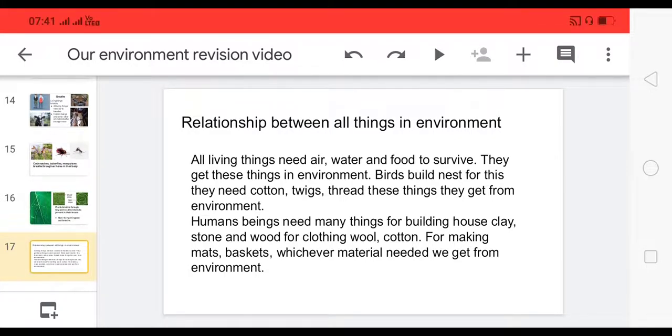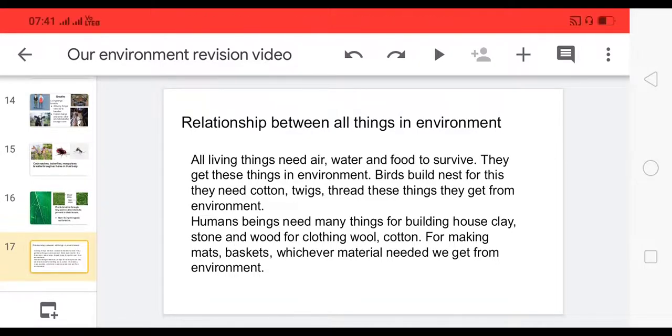There are many things in our environment, and there is a relationship between all these things. All living things need air, water, and food to survive. They get these things from the environment. Birds build nests. For this, they need cotton, twigs, and thread. These things they get from the environment.